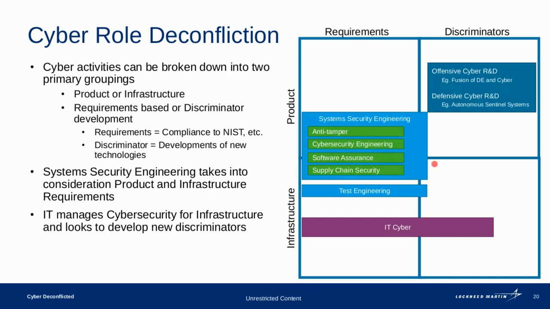Where I worked back at Raytheon was in the offensive and defensive cyber R&D. We were working on the fusion of directed energy and cyber, and currently I'm working on autonomous sentinel systems, things like that. Then you have system security engineering. They have a subset of anti-tamper, cybersecurity engineering, software assurance, and supply chain security that falls into heavily requirements-based work but crosses from product into infrastructure, or at least should. And then test engineering, again heavily focused on infrastructure, but it does have an effect on the product. And then IT security or IT cyber.